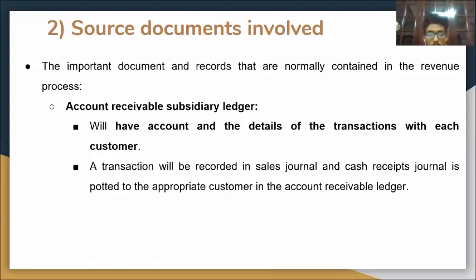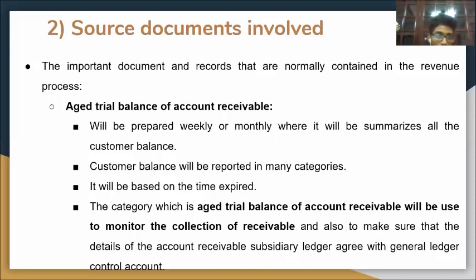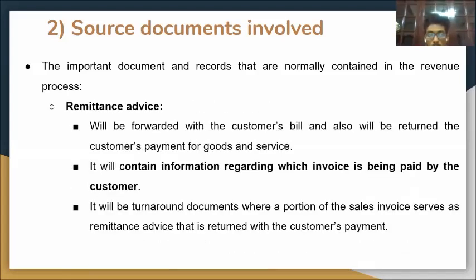A transaction will be recorded in the sales journal and the cash receipt journal, and is posted to the appropriate customer in the accounts receivable ledger. An aged trial balance of accounts receivable will be prepared weekly or monthly, where it summarizes all the customer balances. Customer balances will be reported in many categories, based on the time expired. The aged trial balance of accounts receivable will be used to monitor the collection of receivables and also to make sure that the details of the accounts receivable subsidiary ledger agree with the general ledger control account.